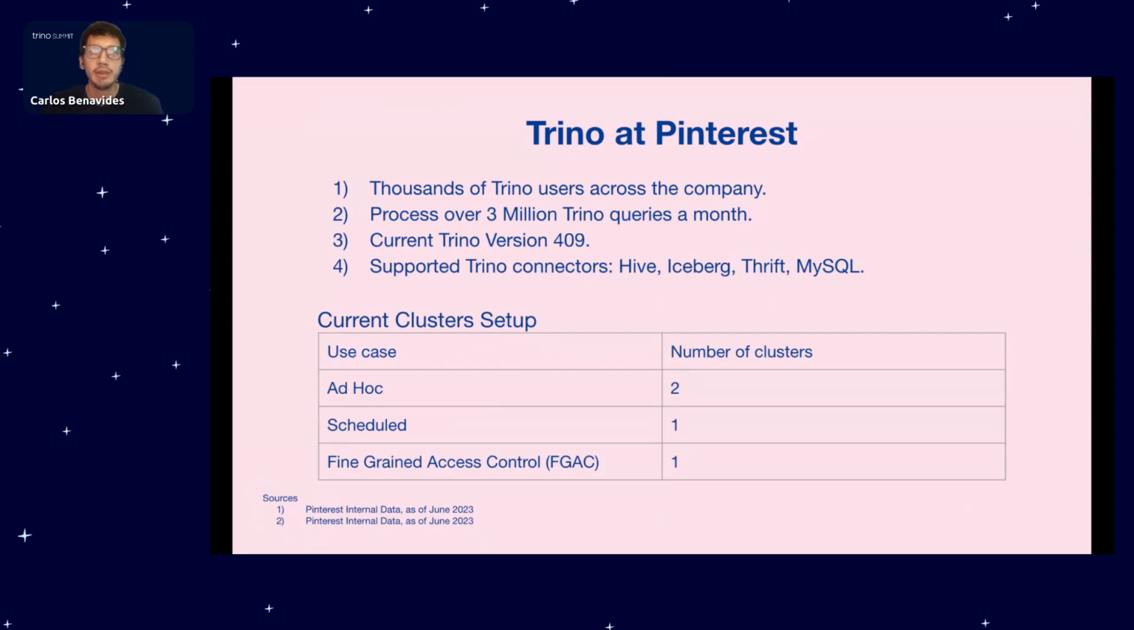We have thousands of Trino monthly active users across the company, and we currently process over 3 million Trino queries a month. Currently, we're running on Trino version 409, and our supported connectors are Hive and Iceberg, which are the major connectors that we use at Pinterest, but we also have support for Thrift and MySQL connectors. Our cluster setup is 2 ad hoc clusters, one FGAC or fine-grained access control cluster, and one scheduled cluster, which serves scheduled reports.